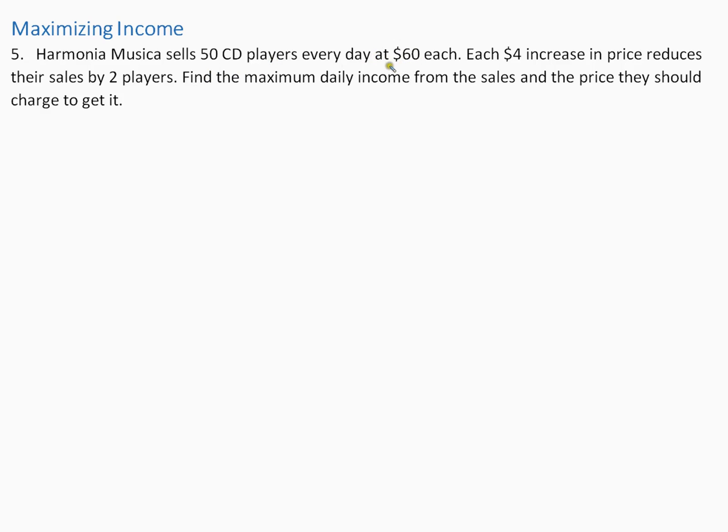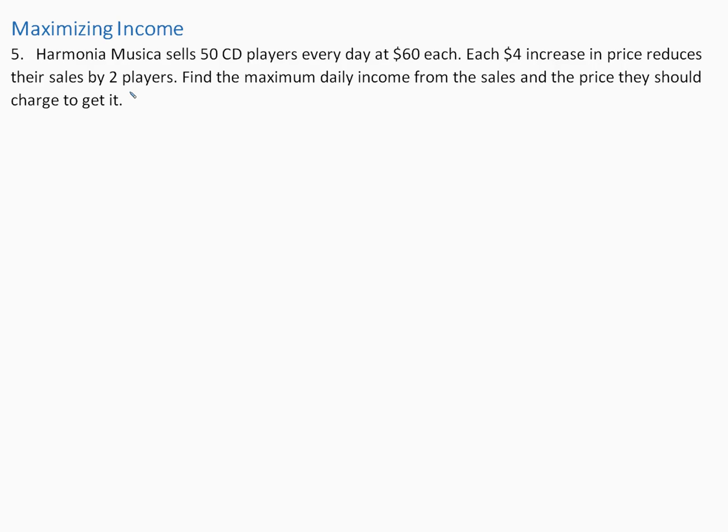Well, what happens if we increase this to 64? We go up by 4, it would be 64. You would lose 2 people. You could do 64, the new price, but you wouldn't sell 2 of them, so it would actually be 64 times 48. And if you multiply that, you end up making $3,072.